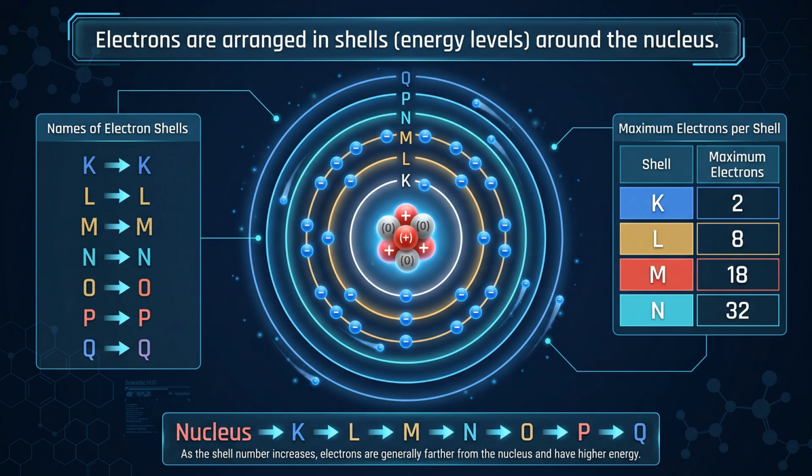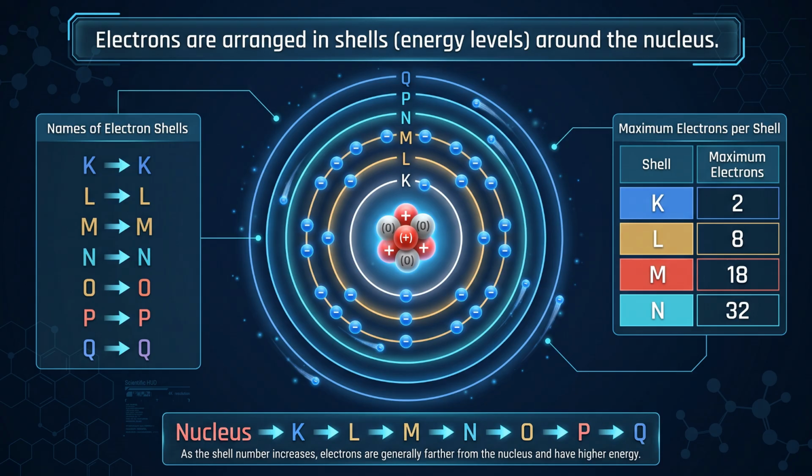This is known as the Aufbau principle, which states that electrons fill lower energy orbitals before higher energy orbitals. Nature always prefers the most stable arrangement, and lower energy shells are more stable than higher energy ones. For example, hydrogen has only 1 electron, so that electron occupies the K shell because it is the lowest energy shell. Helium has 2 electrons, and both occupy the K shell, completely filling it.